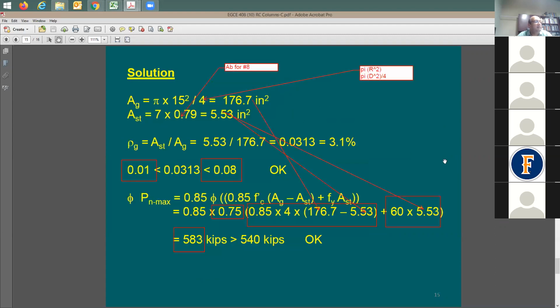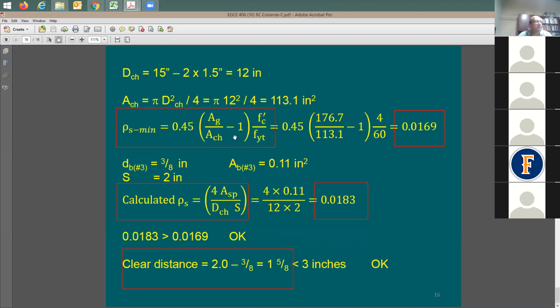Here's one example. This is going to be a very good example. It is detailed. It shows you how to find out Vpn, right? And then it shows you how to find the tie reinforcement or the spiral reinforcement and check it, with all the checks needed.